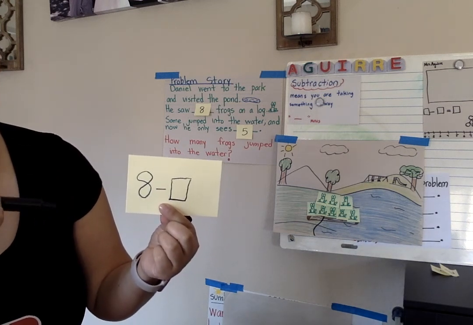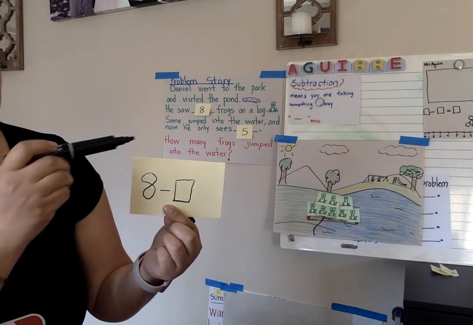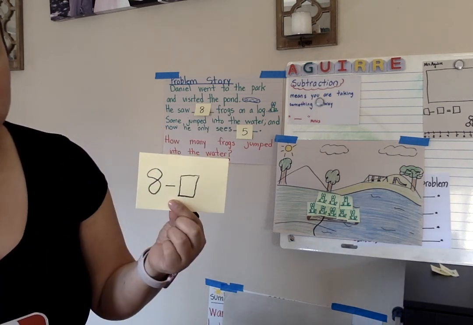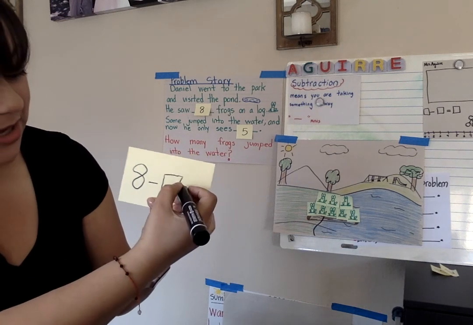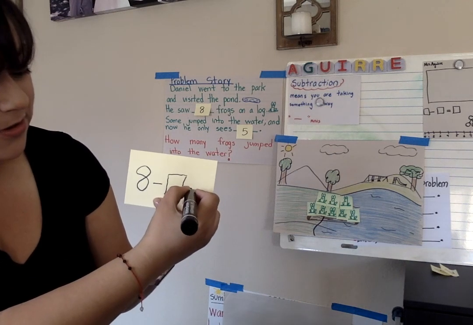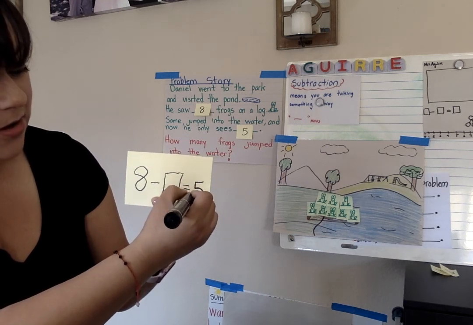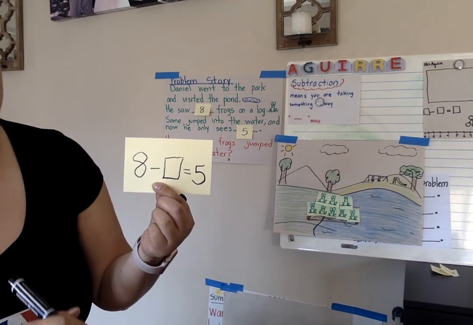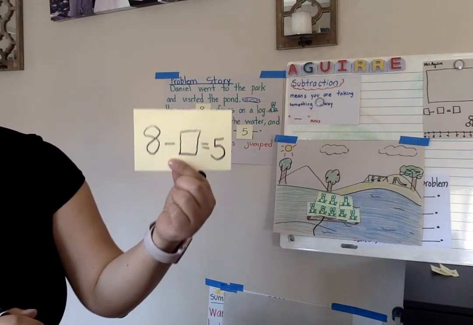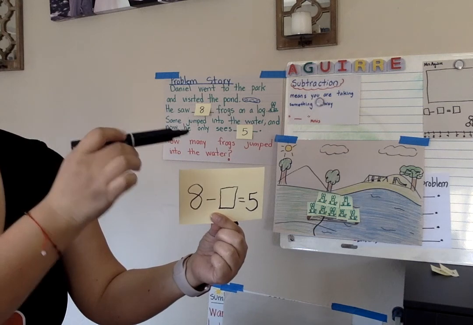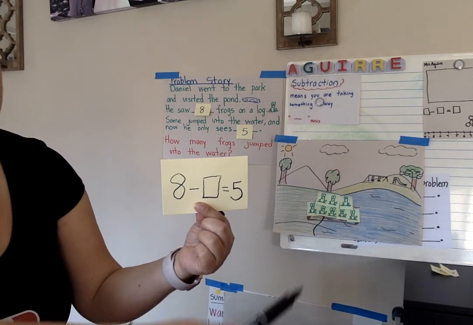Now, last it says he only saw 5 frogs left. So we're going to put equals, and last he only saw 5 frogs. Okay, so here's our equation to help us out. You can look at the problem story and you can look at the picture.